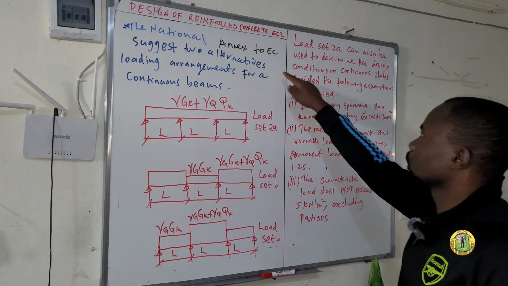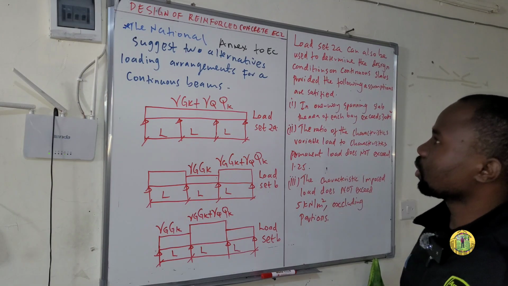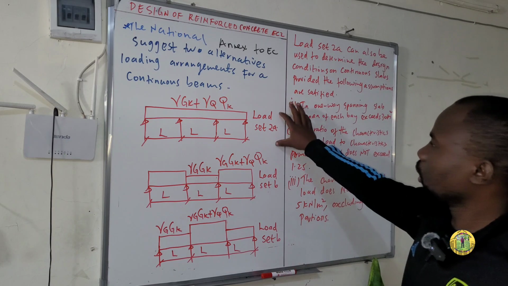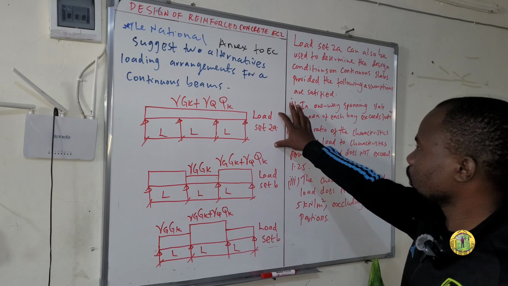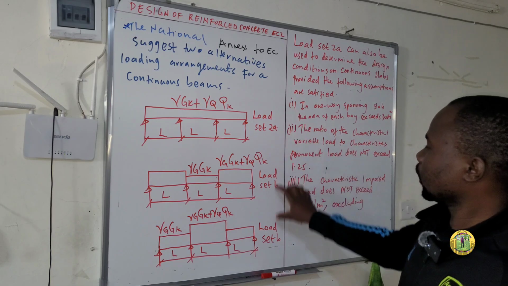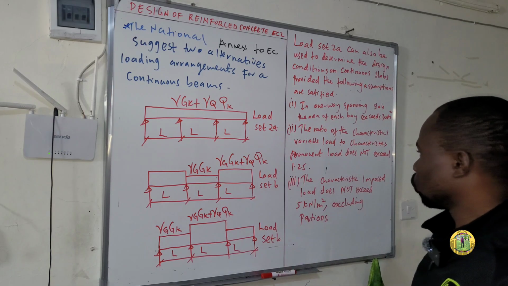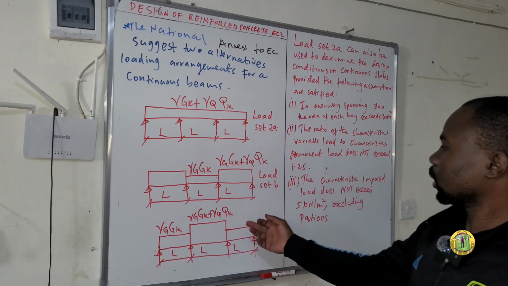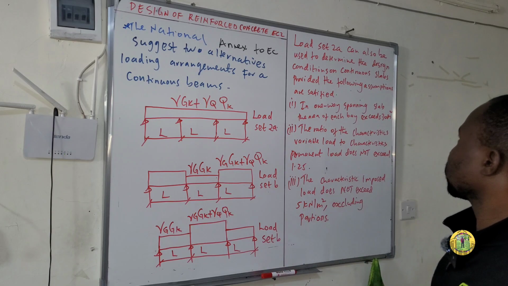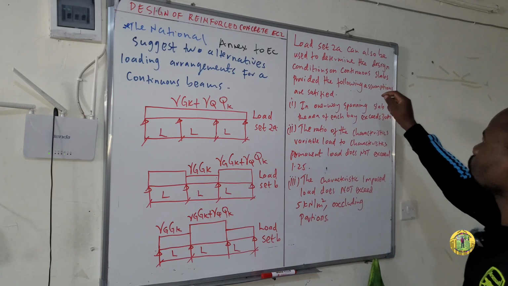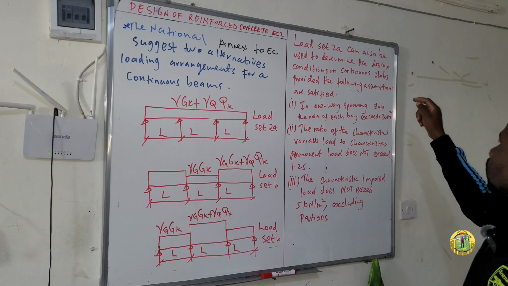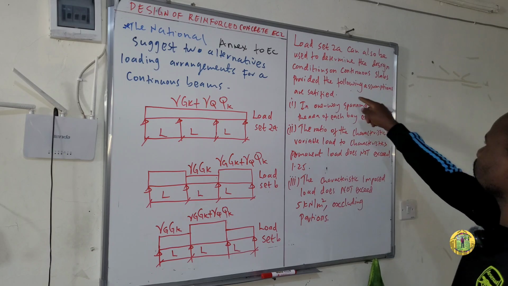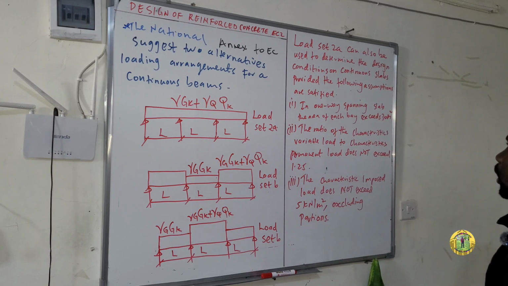The national annex to Eurocode suggests two alternative loadings arrangements for a continuous beam. So this is load set 2A, and this is load set 2B. So you can arrange them in such a manner or in such a manner. So load set 2A can also be used to determine the design conditions on continuous slabs, provided the following assumptions are satisfied.